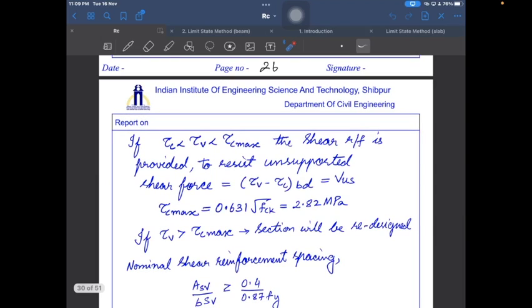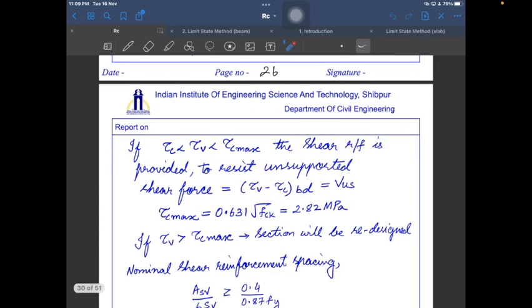And if tau V is greater than tau C but less than tau C max, then we provide shear reinforcement, and that shear reinforcement will be provided for this much force, which is called unsupported shear force. Unsupported shear force will be calculated by (tau V minus tau C) into BD. This unsupported shear force will be supported by shear reinforcement. So we get VUS using this formula. Again, make a note of the units.